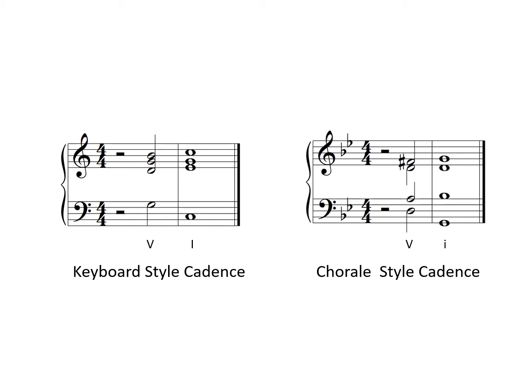Chorale-style cadences are written in short score. The lower two notes are placed in the bass staff and the upper two in the treble. The stem goes up for the upper notes on each staff, that's the soprano and tenor parts, and down for the lower notes, so that would be the alto and bass.